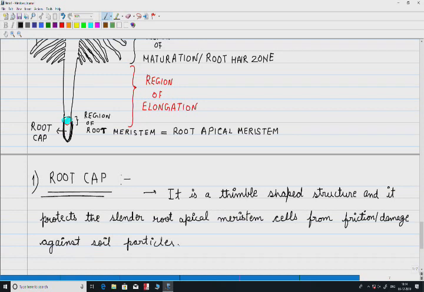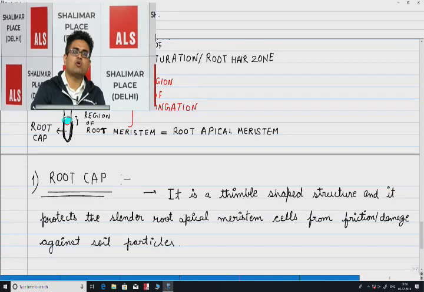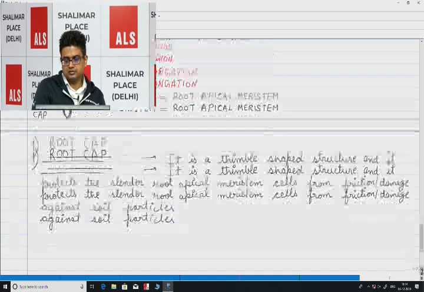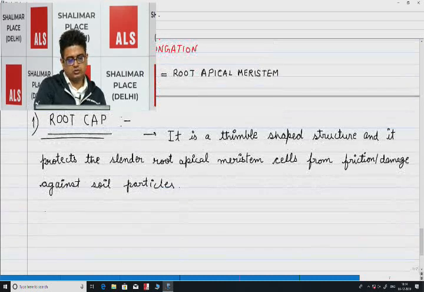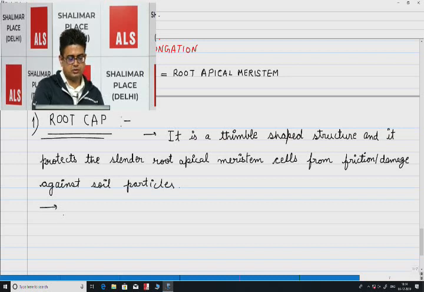This is all. However, there is some question asked in the NEET examination. I'll tell you about it. In the NEET examination, a question was asked: which of the following plants possesses multiple root caps? Multiple root caps are found in a plant called pandanus.